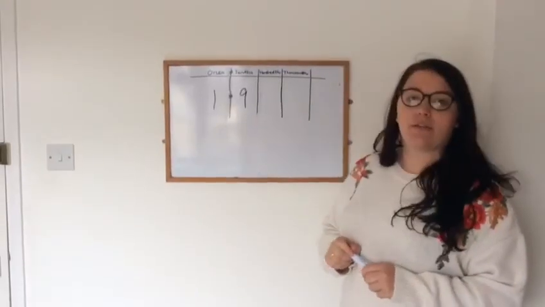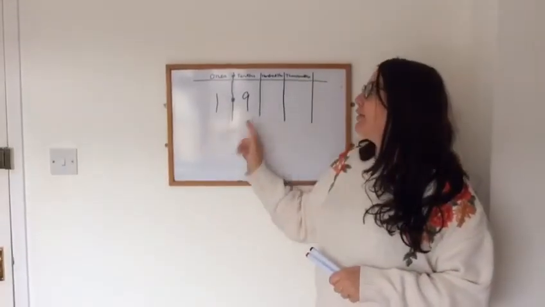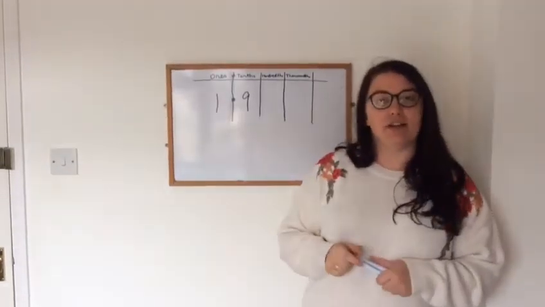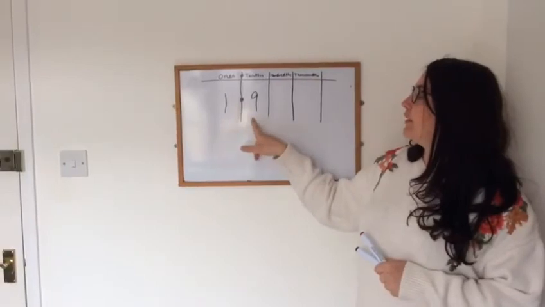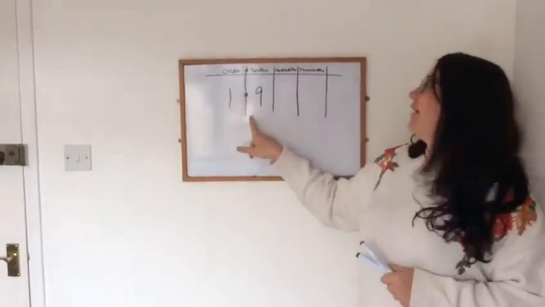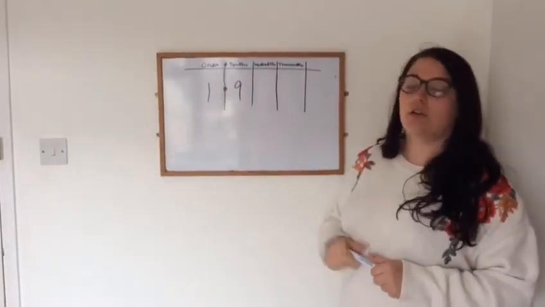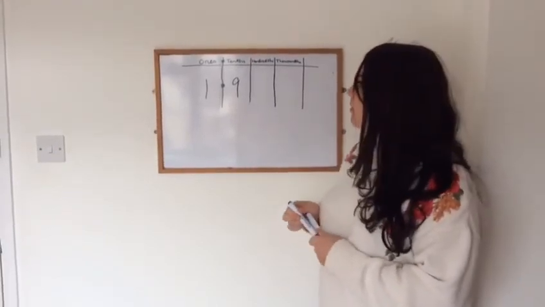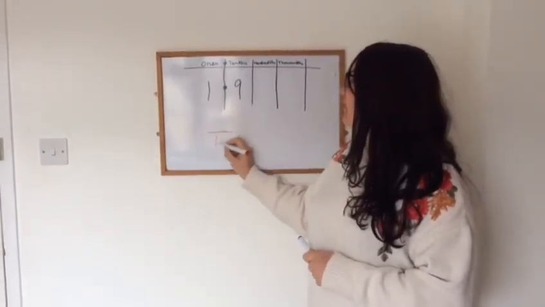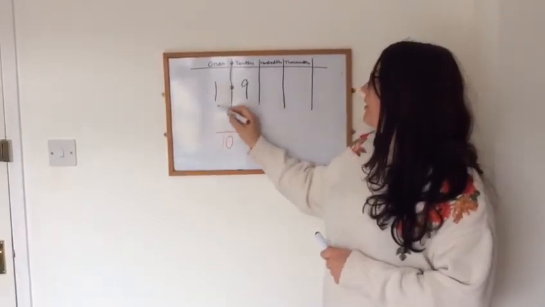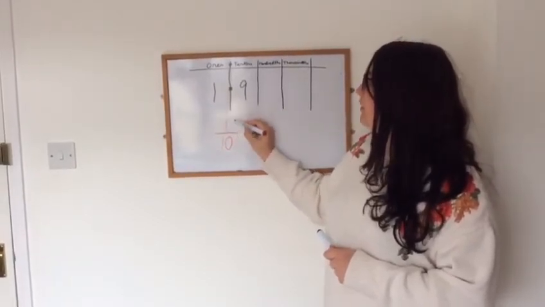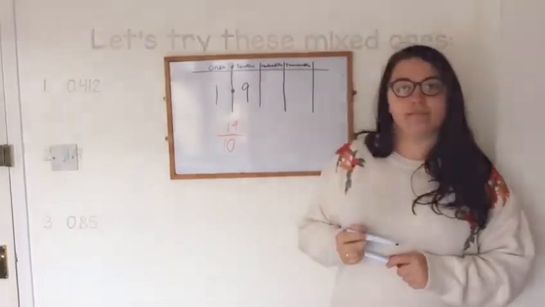Okay, your next one to have a go at is 1.9. Have a go at converting that into a fraction. Okay, so looking at 1.9, your last digit is 9 and it's in your tenths column, so we know that the bottom number is going to be 10. We have a whole number, so we know it's going to be, this time, 19. So that should be your answer.